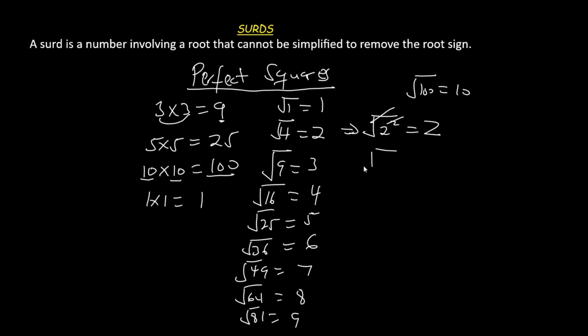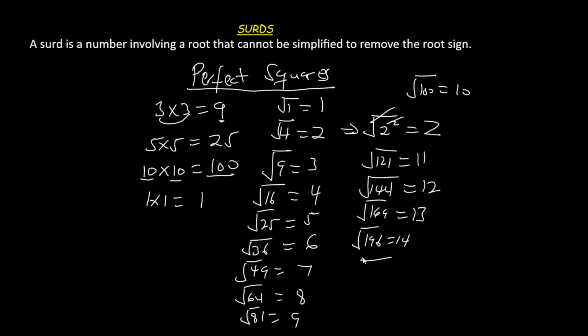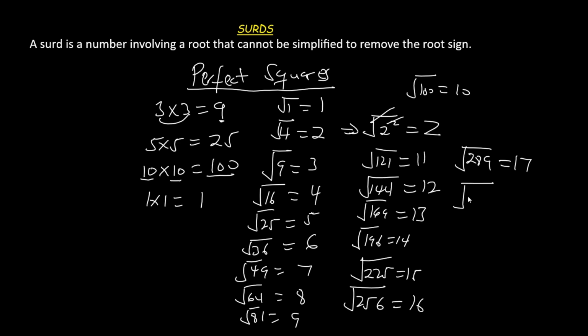Square root of 121 is going to give you 11. Square root of 144 is going to give you 12. Square root of 169 is also going to give you 13. Square root of 196 is going to give you 14. Square root of 225 is 15. Square root of 256 is 16. Square root of 289 is 17. Square root of 324 is 18.